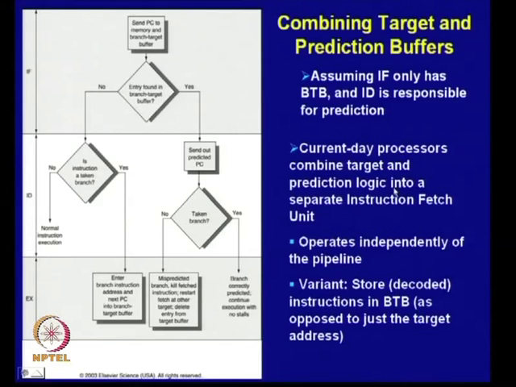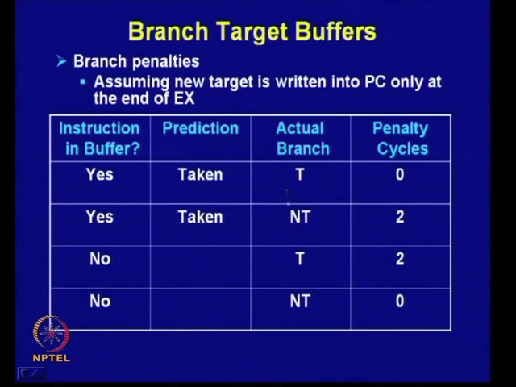Current day processors combine target and prediction logic into a separate instruction fetch unit and operate independently of the pipeline, and there is a special variant, store decoded; later on I shall discuss this variant. So, I was mentioning when there will be a penalty of 2 cycles and when there is no penalty, that is being given here.